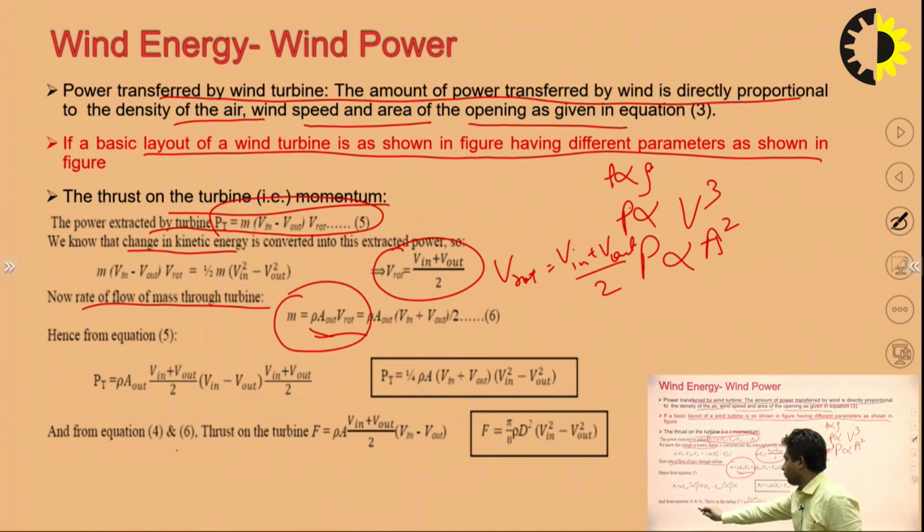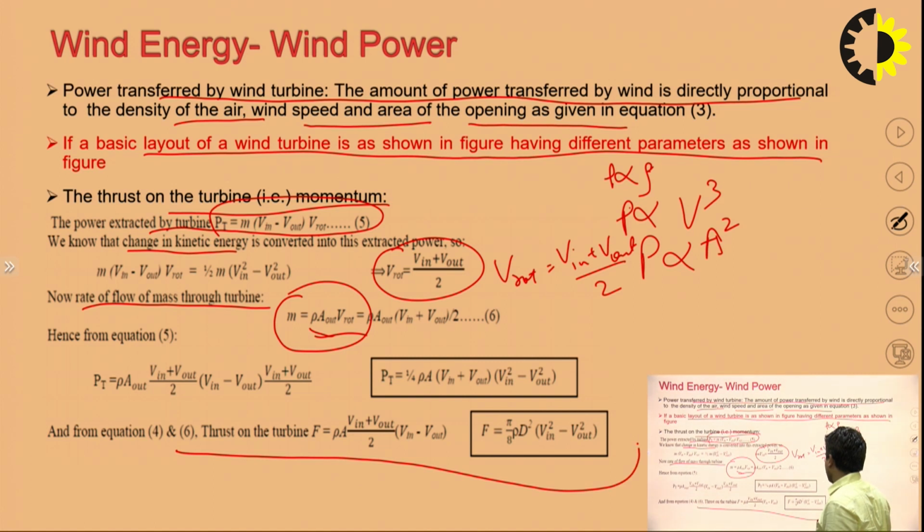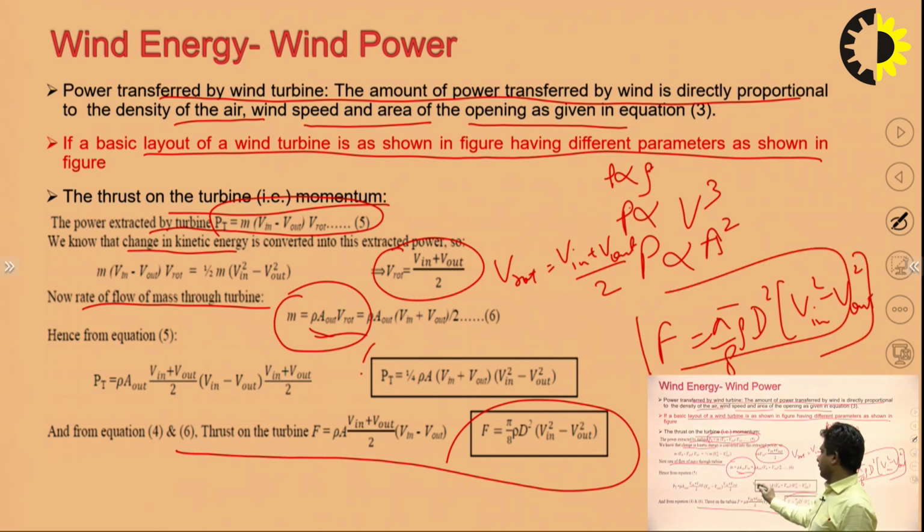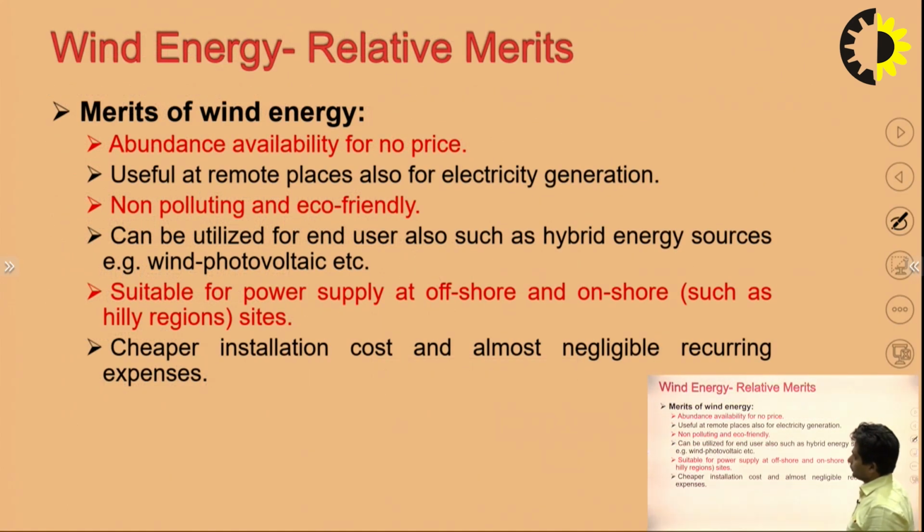We can find out the equation again. The thrust on the turbine, F, that is the total thrust, is equal to pi by 8 rho d square into V in square minus V out square. Similarly we can find out the power. So this is the mathematical expression of how you can calculate the wind power.